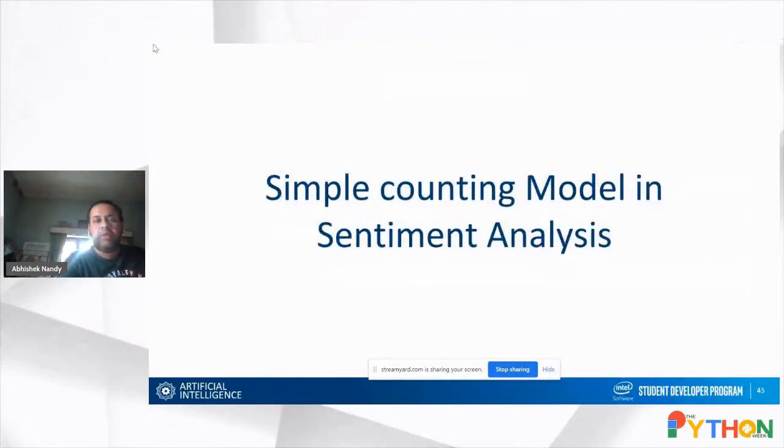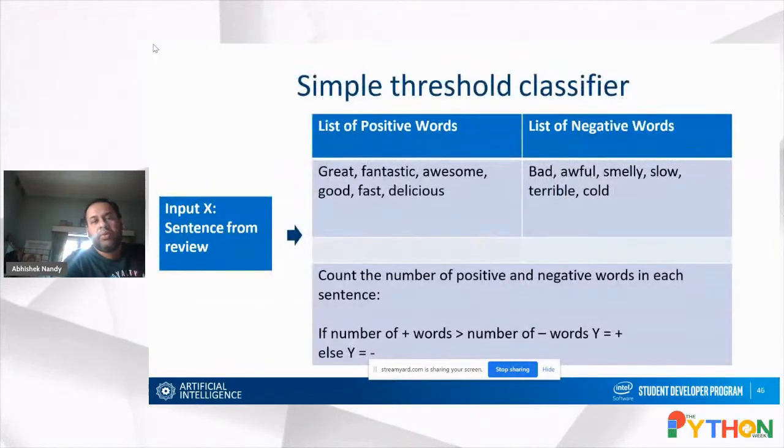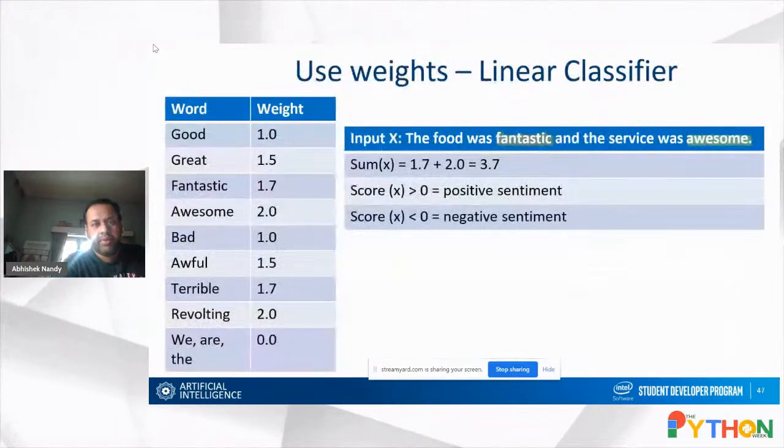Now a simple counting model in sentiment analysis. We go through some of the blogs that are available. We have positive words, we have negative words. So if the number of positive words is greater than the number of negative words in a blog, we say that this particular blog is very positive. Otherwise, we can say it is negative. Okay. Similar to the case of a linear classifier too.